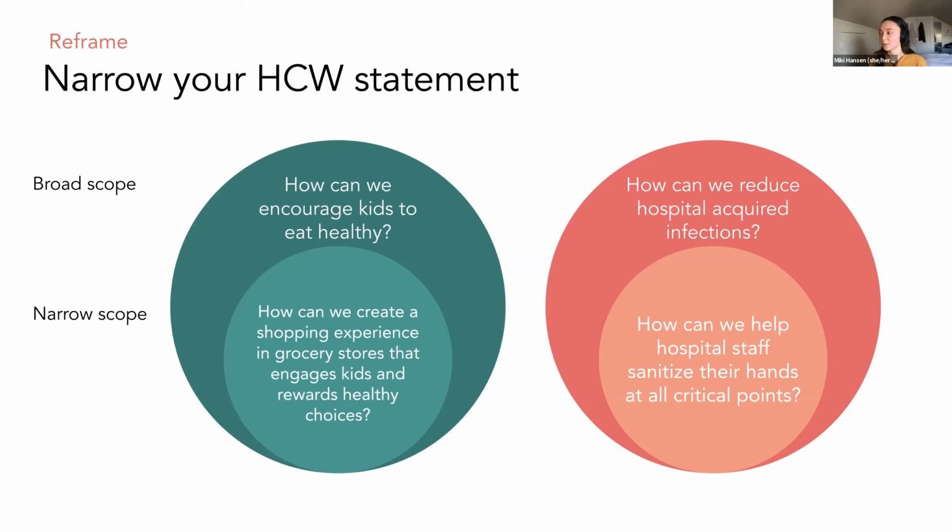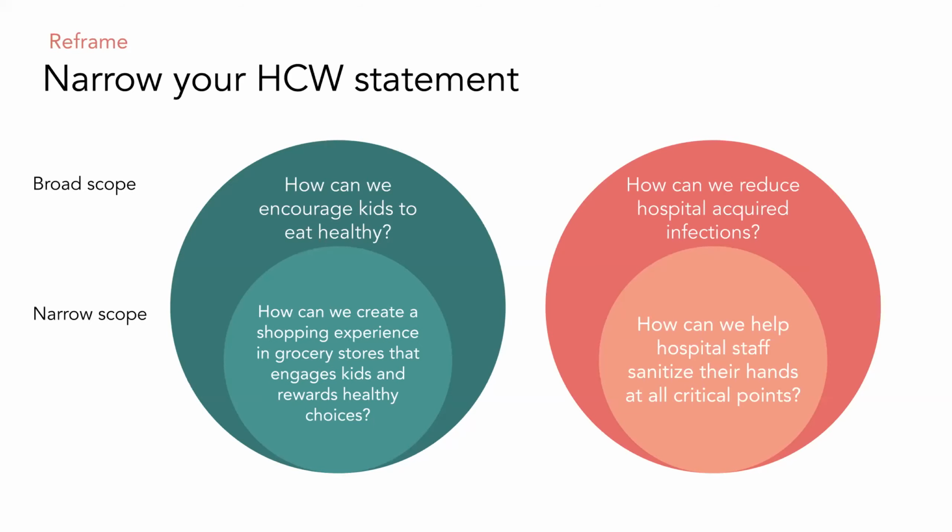And on the right, we have another example. How can we reduce hospital-acquired infections? So the narrow how can we is, how can we help hospital staff sanitize their hands at all critical points? So here you can see it has the core elements of how can we, a user, behavior, and location or situation.